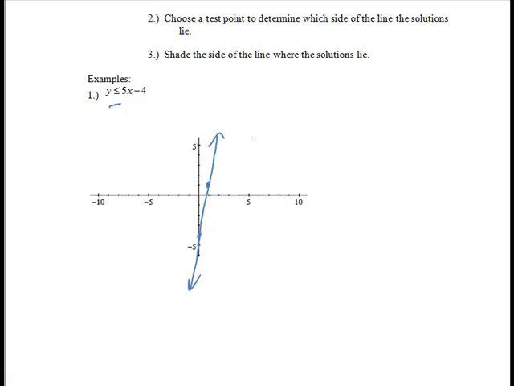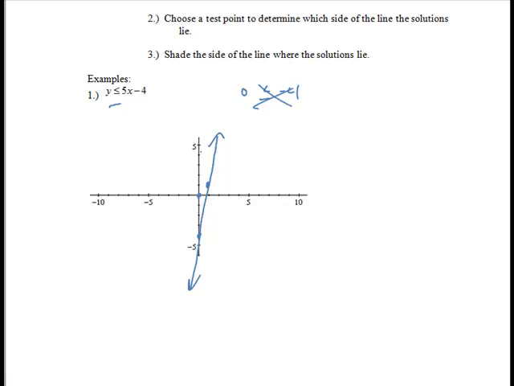To determine what side gets shaded, the easiest method for that is to choose a test point, and the easiest point to use is the origin, the point 0, 0. Determine if the origin is a solution to the inequality, so if we substitute in an x equals 0 and a y equals 0, it gives us 0 is less than or equal to -4, which is obviously not true, so therefore our test point, the origin, is not a solution.